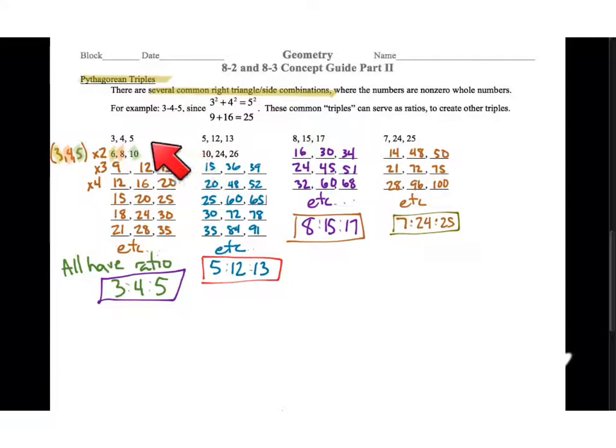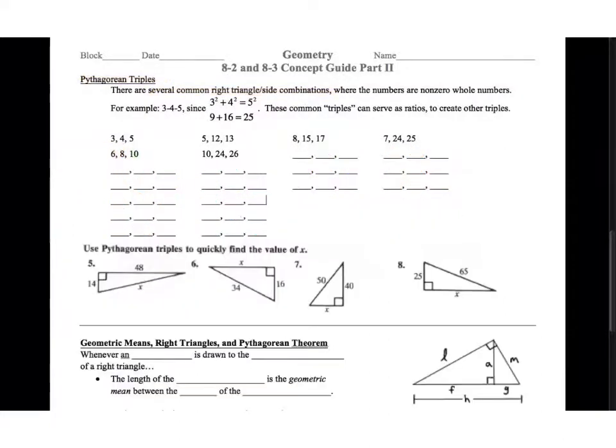But these ratios, 3, 4, 5, 5, 12, 13, 8, 15, 17, and 7, 24, 25, are ones that you have to know. It's memorization. There's not exactly a pattern involved. We will talk a little bit more about it, but you're going to have to know those patterns. Okay? You'll want to because it makes life easier. Not knowing them will make life hard. We want life to be easy. I do. I want your life to be easy.